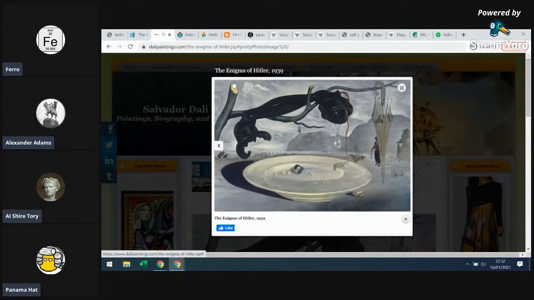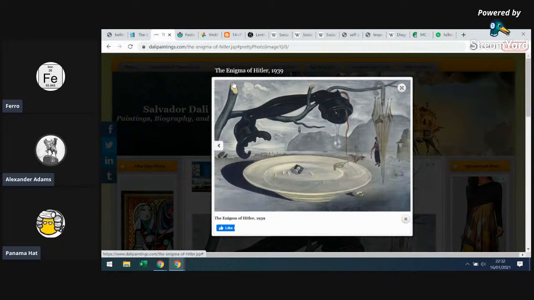So here we have the Enigma of Hitler, painted in 1939. 1938 was the Munich crisis. Dali painted a number of paintings of telephones in 1938 relating to the Munich crisis. So this is 1939, just before the advent of the Second World War.